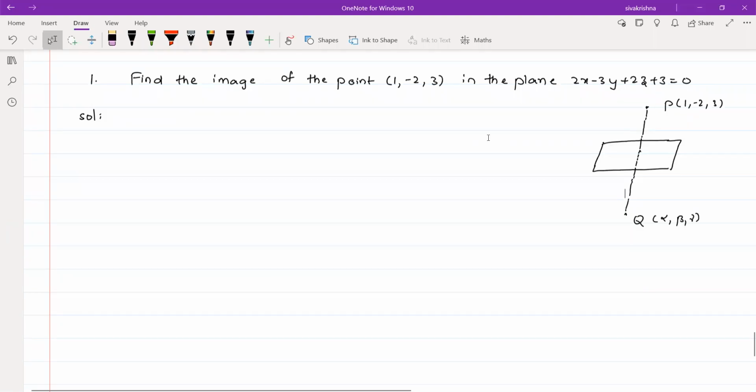Hello students, today I am going to discuss how to find the image of a point in the plane. So we have to find the image of a particular point in the plane. Coming to the problem: find the image of the point (1, -2, 3) in the plane.